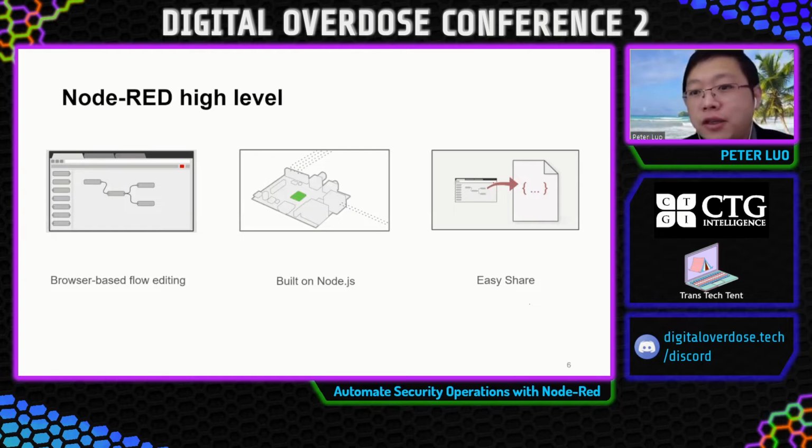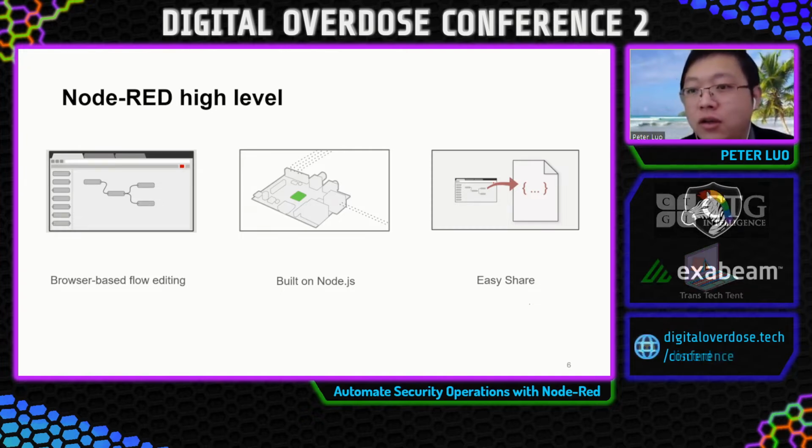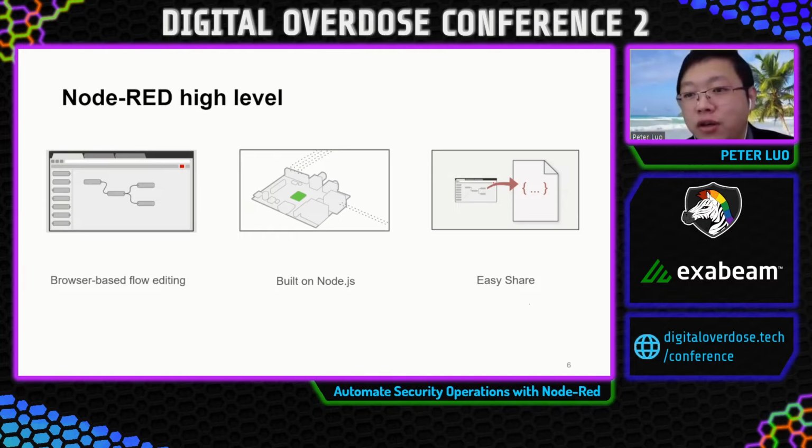From what we see, it has browser-based flow editing. You can create flows, and I will show you in a demo in a couple of minutes. On a high level, you have browser-level flow editing, built on Node.js with its popular event-loop architecture. It's easily shareable between different teams and contributed to by the community, so you can leverage whatever is already there.